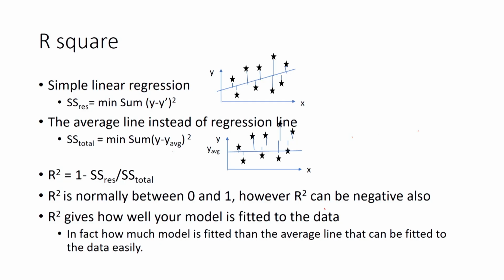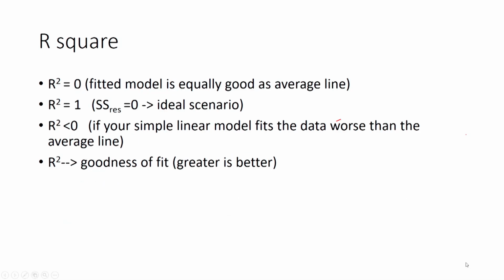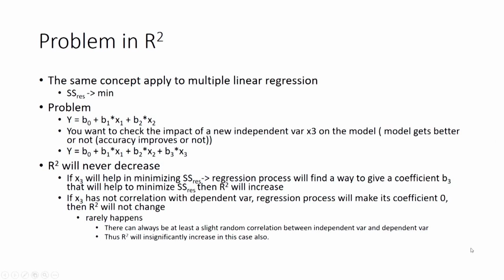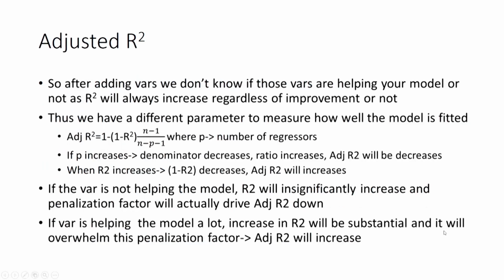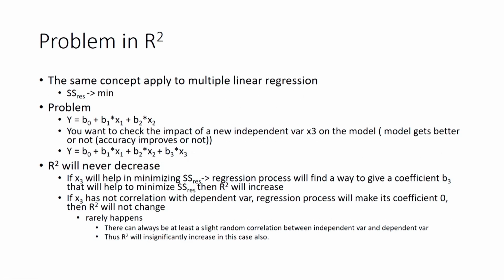So, we have already seen R square. It is defined as 1 minus SS residual upon SS total, and then we have seen its value may be 0. Then in that case your model is equally good as the average line. If its value is 1, then it is the ideal case. So, it means SS residual is 0, and if R square is less than 0, in that case it is negative and your model is working worse than the average line. So, R square is giving you the goodness of the fit of the model, but now we will see what the problems in R square are.